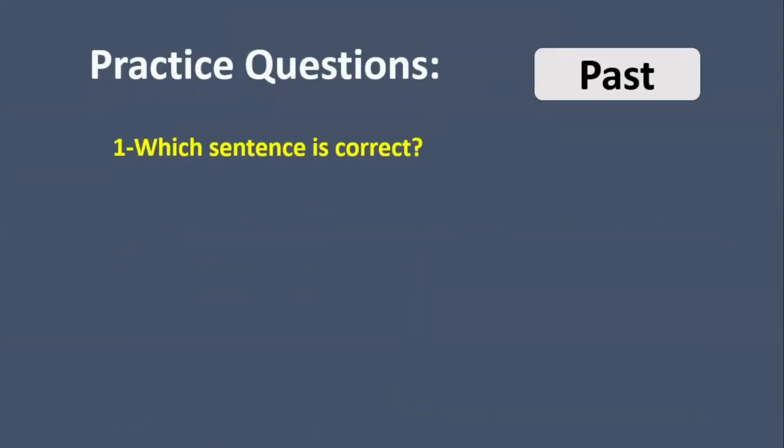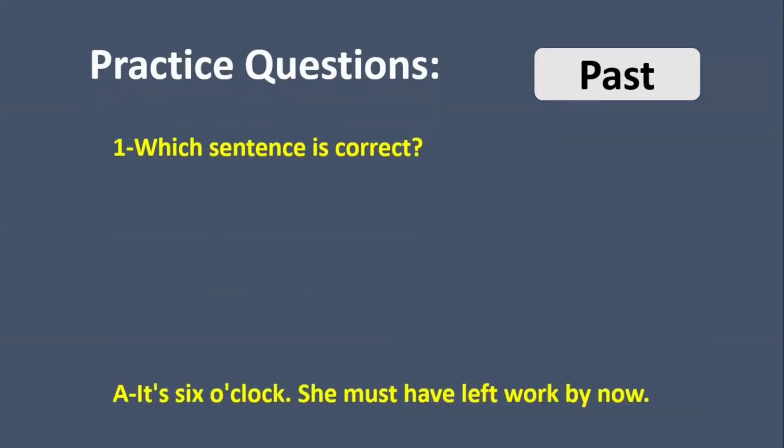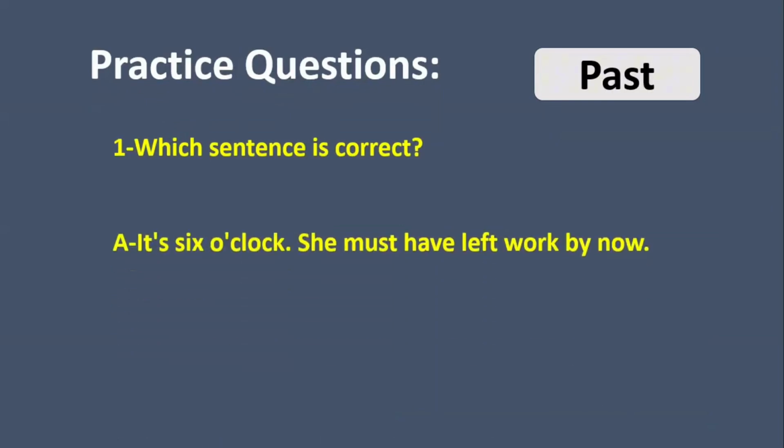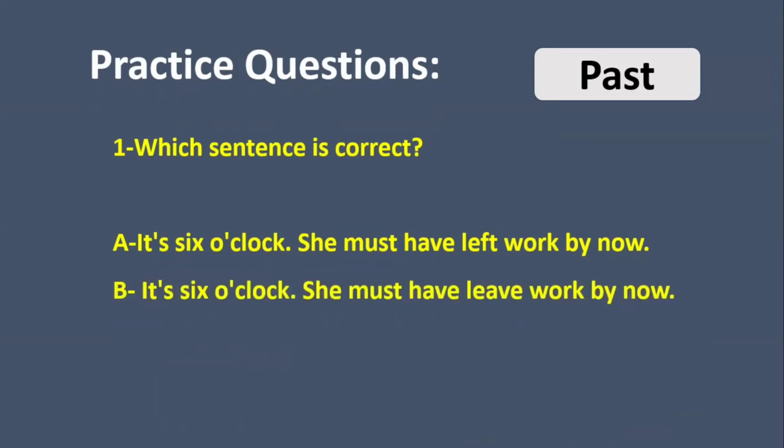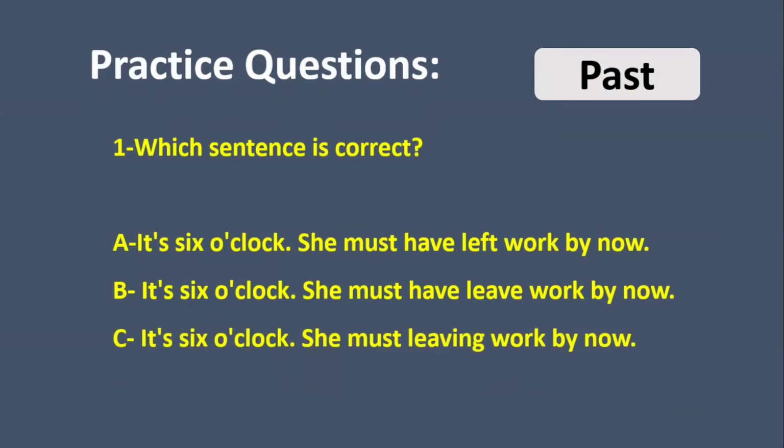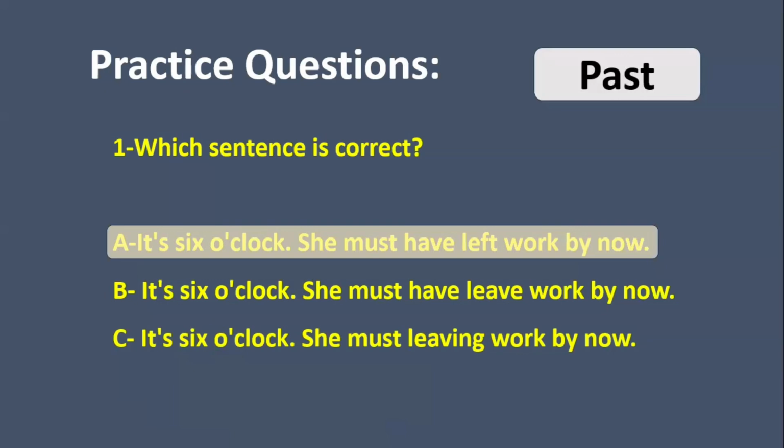Now we'll have some practice questions related to the past. Which sentence is correct? It's 6 o'clock, she must have left work by now. Or it's 6 o'clock, she must have leave work by now. Or it's 6 o'clock, she must leaving work by now. The correct sentence is the first one. It's the only grammatically accepted one here.